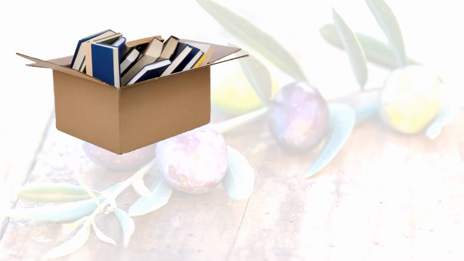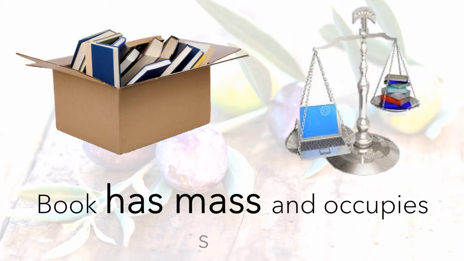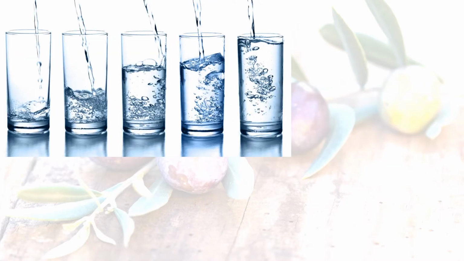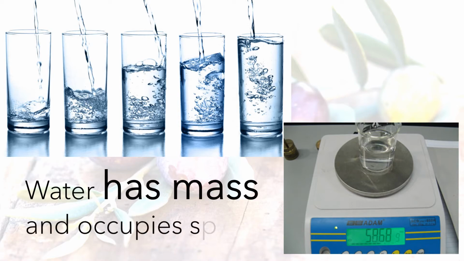Okay, let's see these books. This book occupies the empty space in the box, and this book also has mass. So book has mass and occupies space. Therefore, book is a matter. How about this water? Does water occupy the space of the glass? Yes. So water occupies space and water also has mass. So water is also a matter.